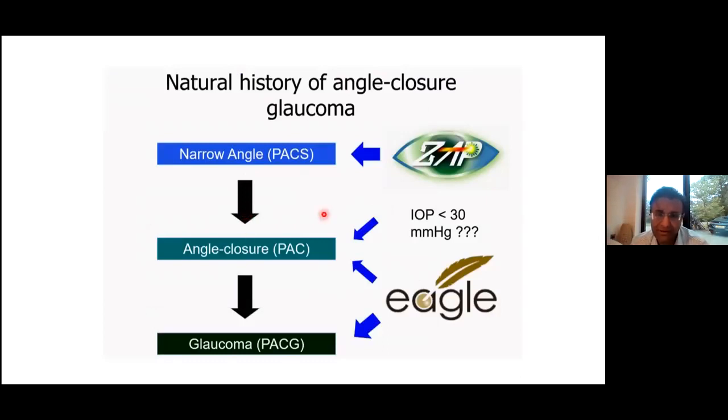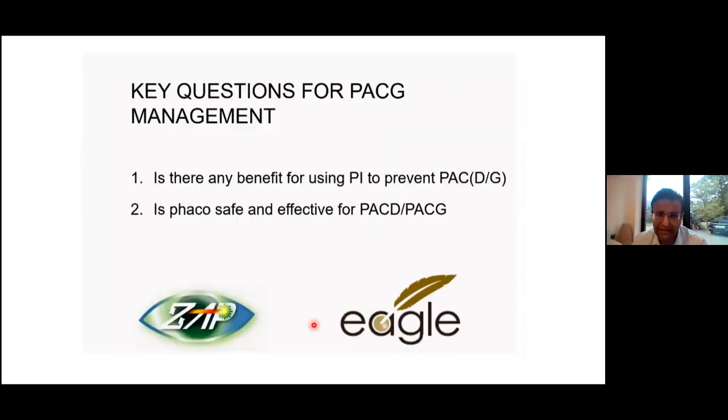The Zap Trial only deals with the angle closure suspect, where there is an occludable angle, but no evidence of raised IOP or glaucoma, whereas the Eagle Trial deals with angle closure disease and angle closure glaucoma. The key questions for both of these trials were, is there any benefit of using peripheral iridotomy to prevent primary angle closure disease or glaucoma? And the second question was, is phacoemulsification a safe and effective treatment of primary angle closure disease or glaucoma?